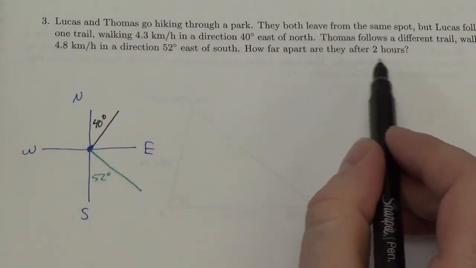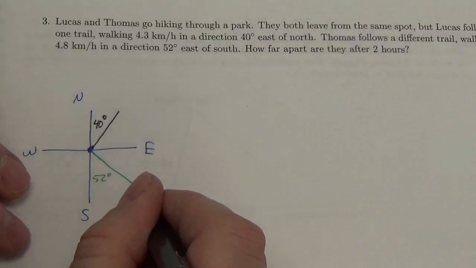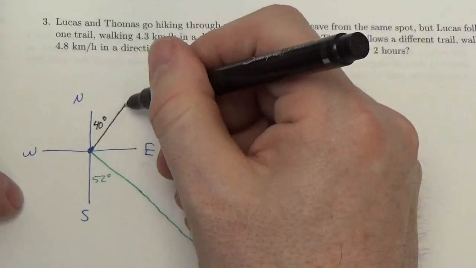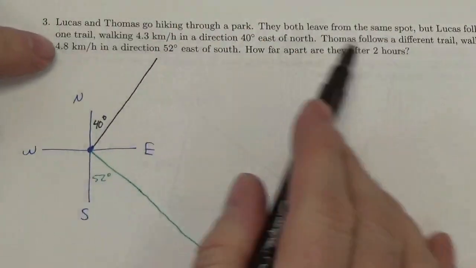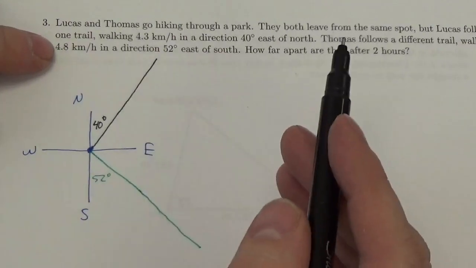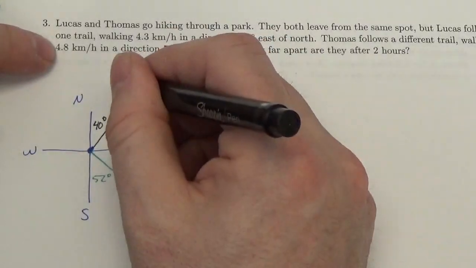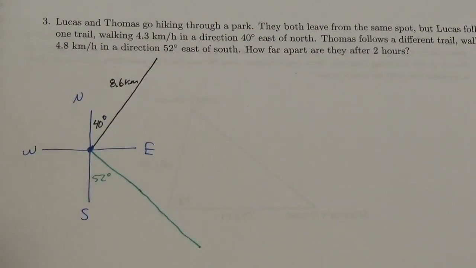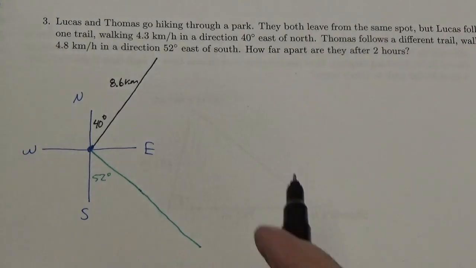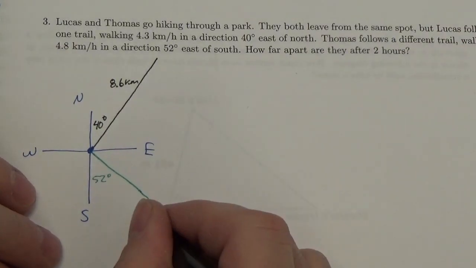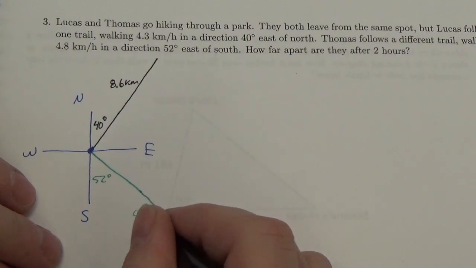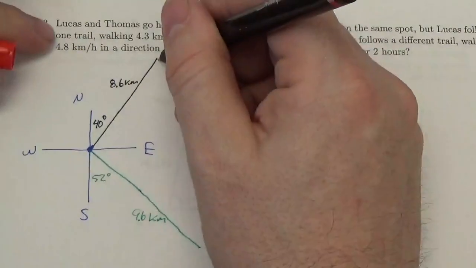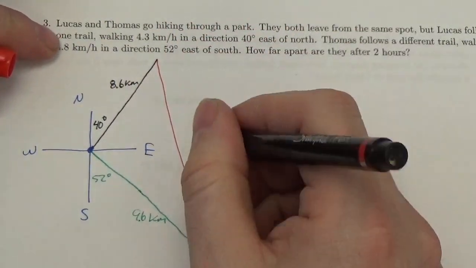I want to know how far apart they are after 2 hours. After 2 hours, this is going to go on a fair bit longer, and so will this. If Lucas goes 4.3 kilometers an hour for 2 hours, let's multiply that by 2. He's gone 8.6 kilometers. If Thomas goes 4.8 kilometers an hour for 2 hours, well, 48 multiplied by 2 is 96. Oh, sorry, 9.6 kilometers. And what I want is how far apart they are. We'll call that x.